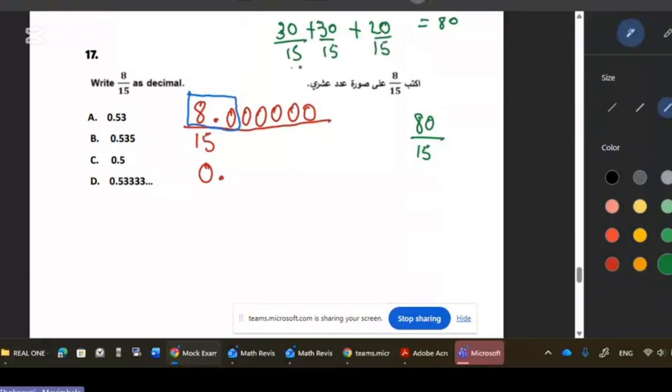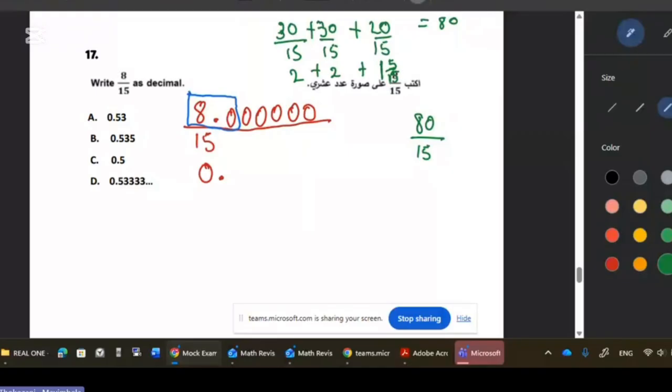How many 15 do we find in 30? 2. Plus another 2. How many 15 do we find in 20? 1. What is the remainder? The remainder is 5, 5 over 15.